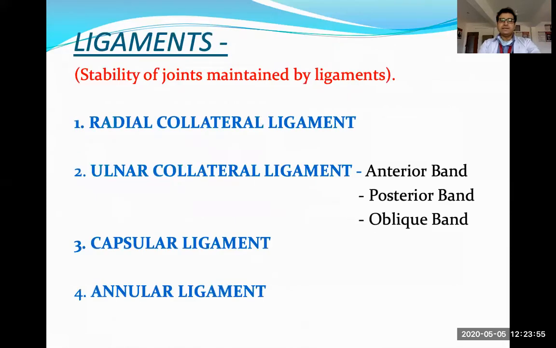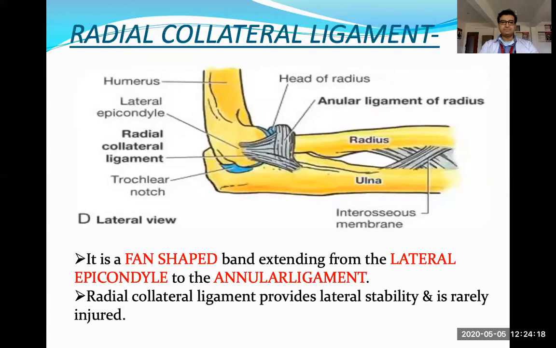Now come to the ligaments. किसी भी जॉइंट्स को लिगामेंट एक तरह का स्ट्रेंथ और स्टेबिलिटी प्रोवाइड करवाता है. So elbow joint के जो लिगामेंट्स हैं वो है radial collateral ligament, ulnar collateral ligament which is having anterior band, posterior band and oblique band. Third one is capsular ligament and fourth one is annular ligament. Now we discuss one by one.